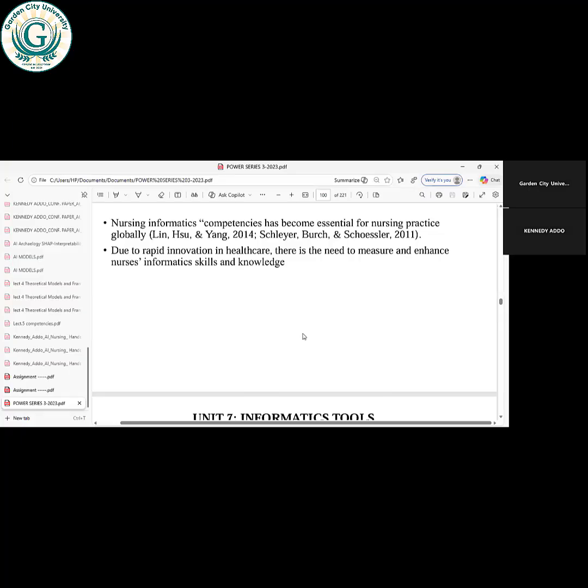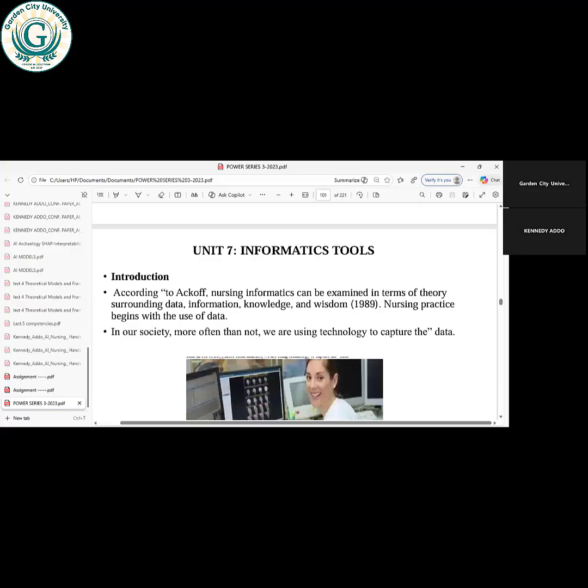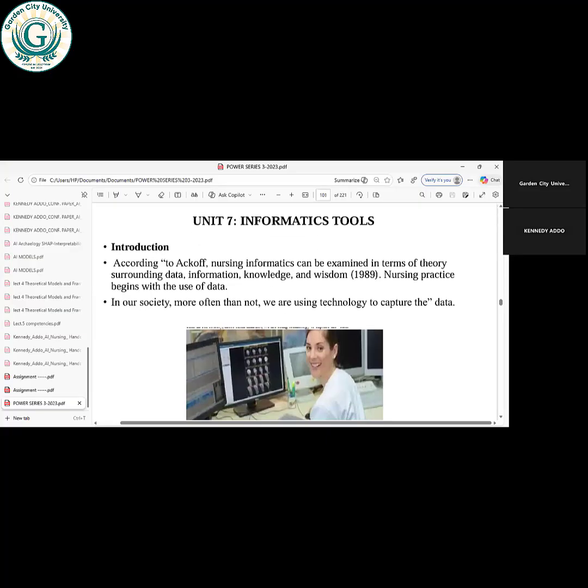Due to rapid innovation in healthcare, there is the need to measure and enhance nurses' informatics skills and their knowledge, right? Can I make progress from here? Can I move on? Yes, sir. So if I ask you to list with examples the various competencies of nursing informatics, will you be able to do that? We will manage. Very fine.